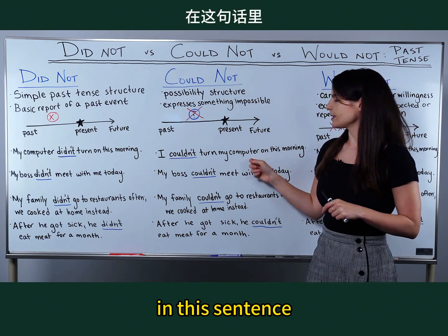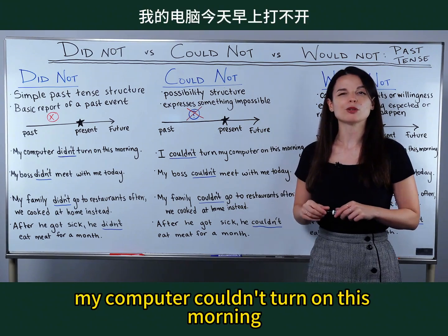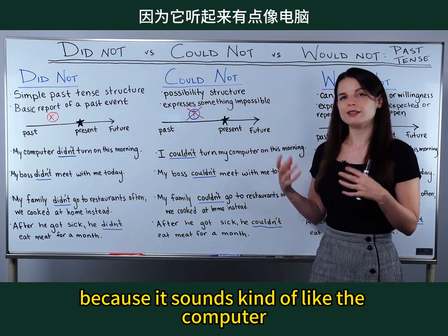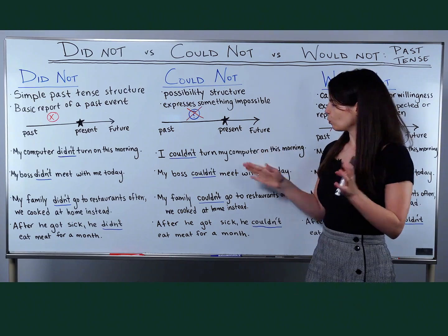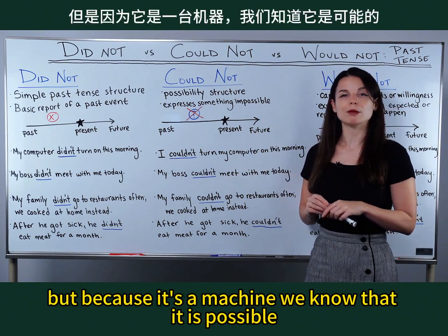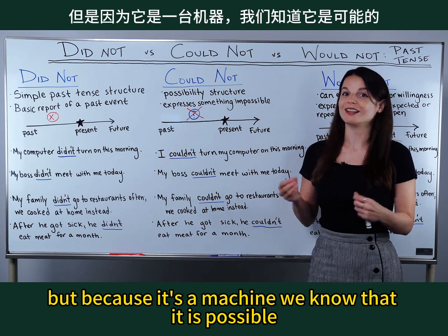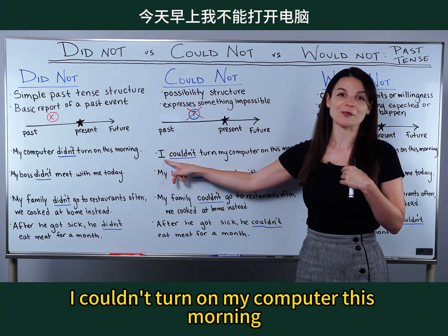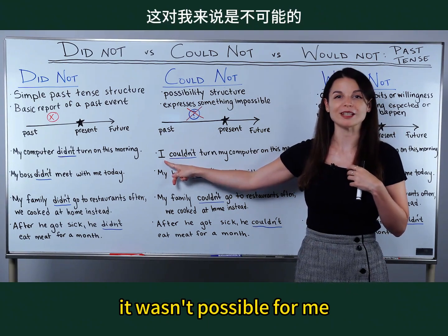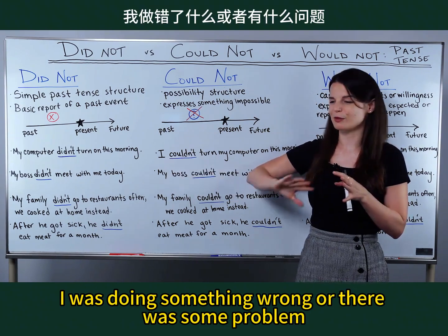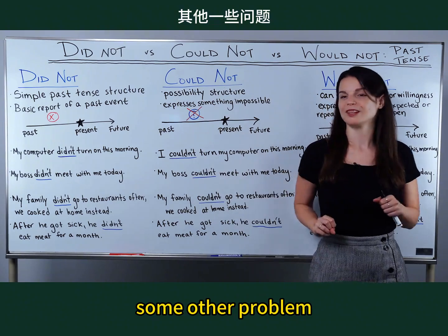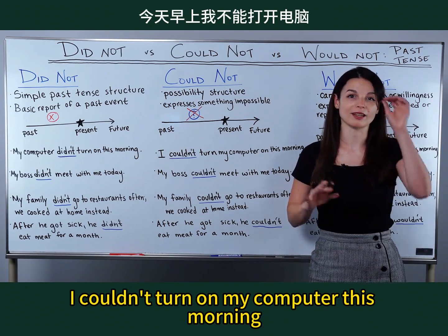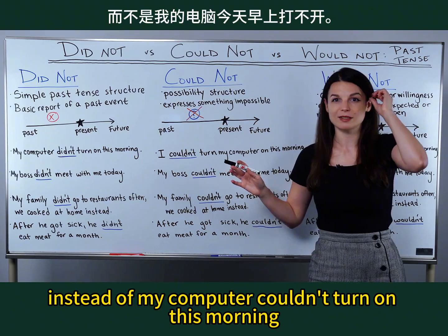So in this sentence, we wouldn't use something like my computer couldn't turn on this morning. That does sound a little bit odd because it sounds kind of like the computer wasn't capable of turning on, but because it's a machine, we know that it is possible. So it sounds a little more natural to say, I couldn't turn on my computer this morning. It wasn't possible for me. So I was doing something wrong, or there was some other problem. So that's why it sounds a little more natural to say, I couldn't turn on my computer this morning, instead of my computer couldn't turn on this morning.